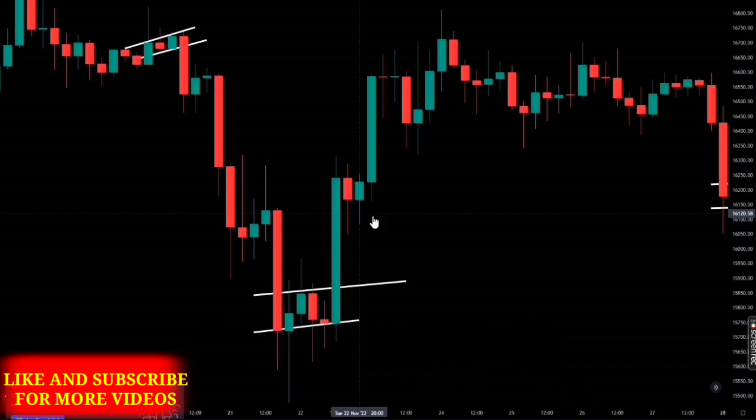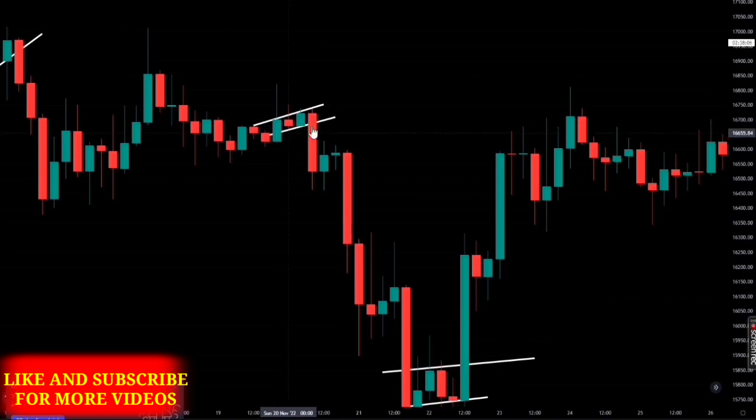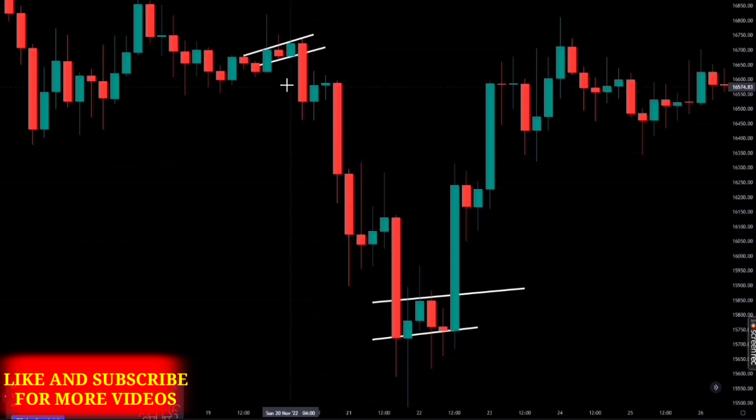So let's dive in. Right now, as you can see, this has also created a double top, and the breakout is to the downside. So if you had taken this trade as well, the breakout would have been a win for you also. So you would have two wins in a row.